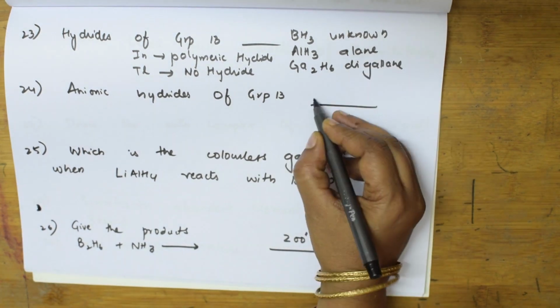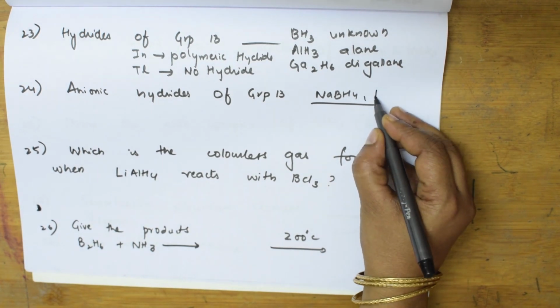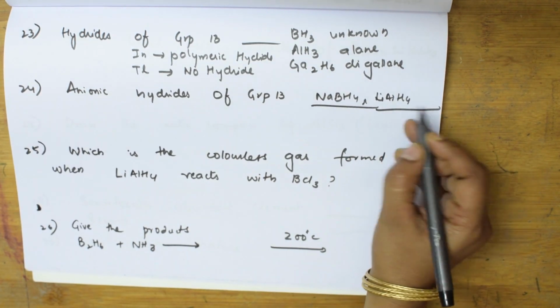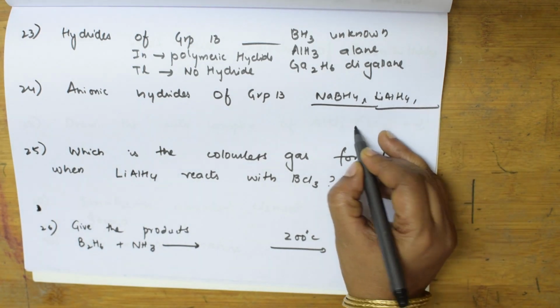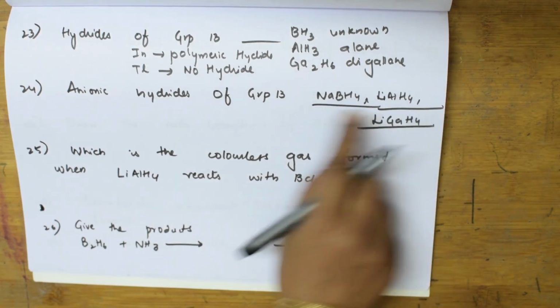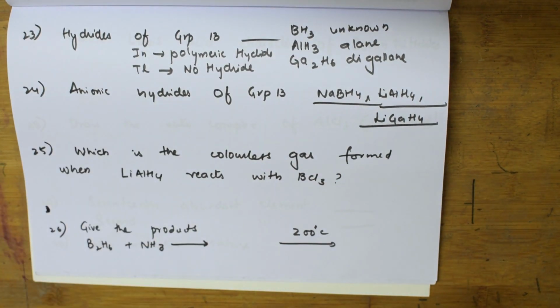Anionic hydrides are reducing agents: sodium borohydride, lithium aluminium hydride. All these are reducing agents which we'll be using in organic chemistry, isn't it? Right. Next is the last one, lithium gallium hydride. All these four are anionic hydrides. These are the general hydrides, and these are the anionic hydrides. Right. Now let us come back to the next one.